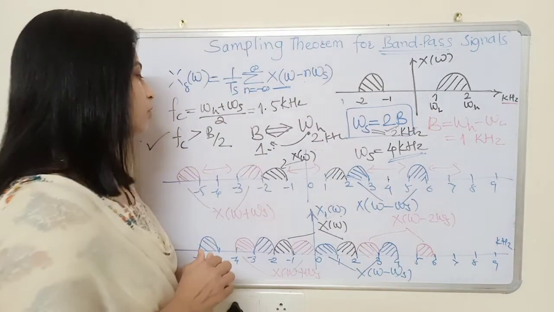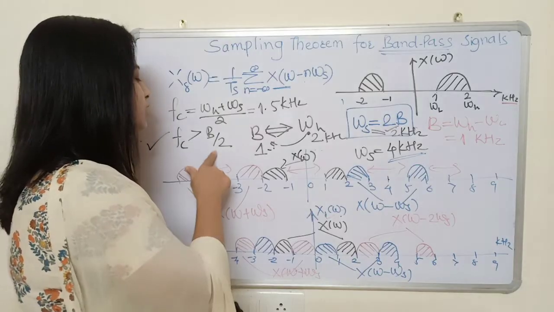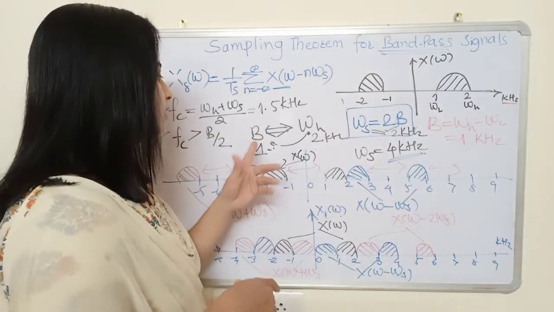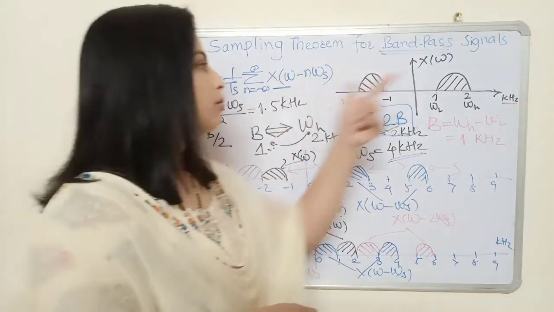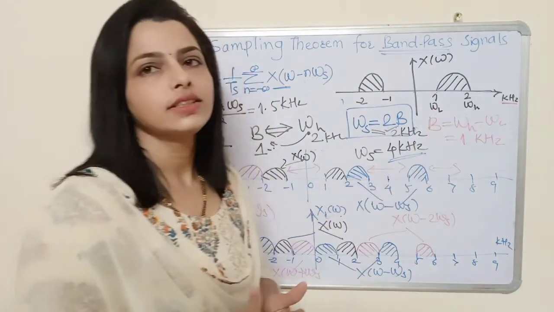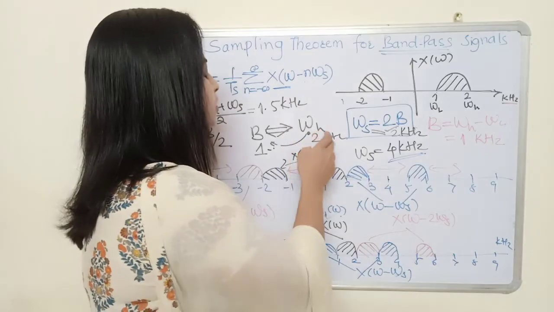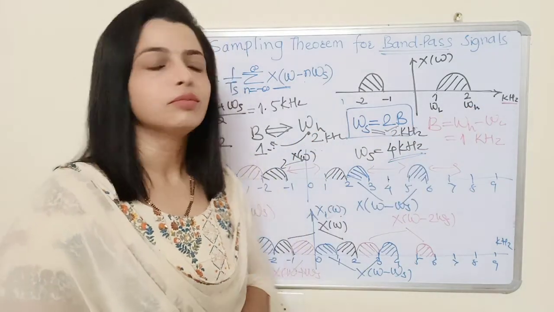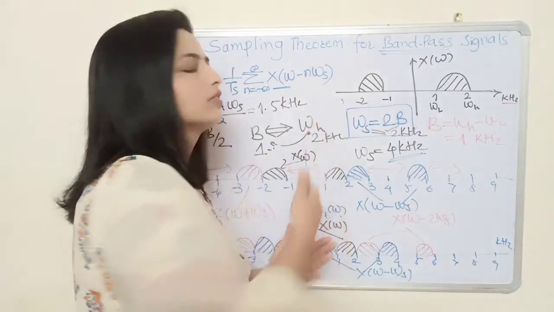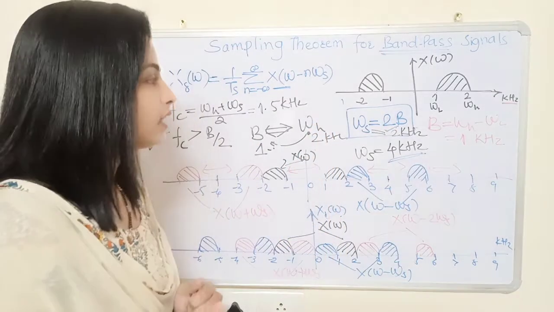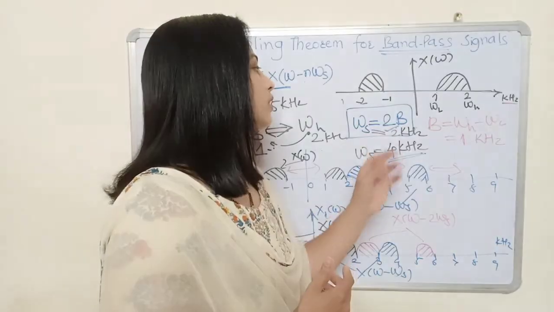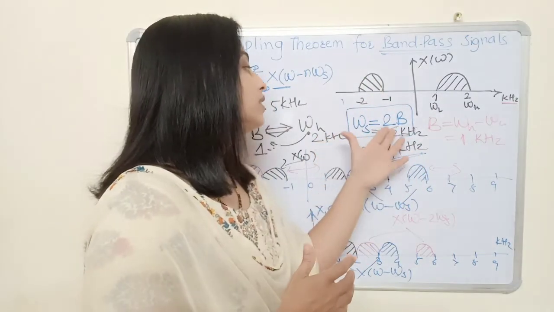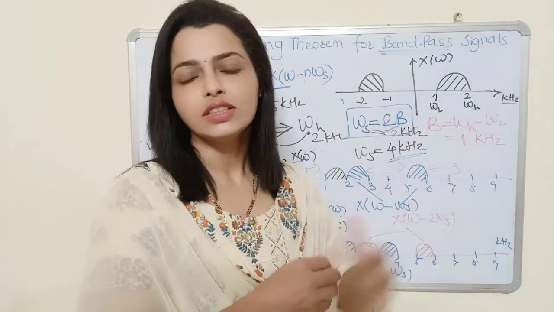So we want to get to a lower sampling frequency, and it is only possible in bandpass signals where two conditions are followed. First, the center frequency must be greater than the bandwidth by 2. The second condition is the relationship between the bandwidth and the higher frequency: the higher frequency must be an integer multiple of the bandwidth. Then, and only then, can you sample your bandpass signal with twice the bandwidth of the signal.